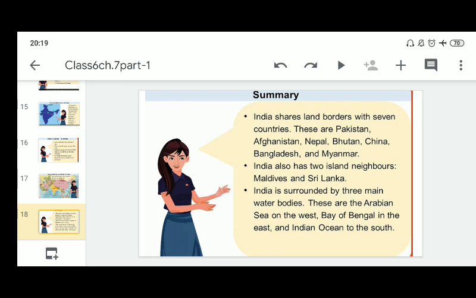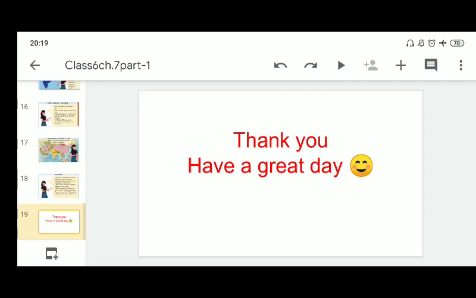Okay, children. So this is the first part of your chapter. In that I told you the locational settings of our country India. So now children, revise this concept very well and try to complete the exercise related to this concept.